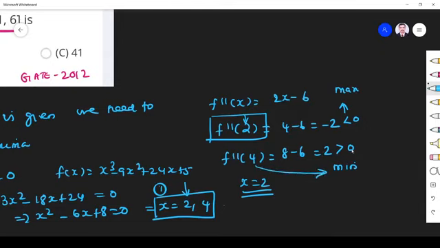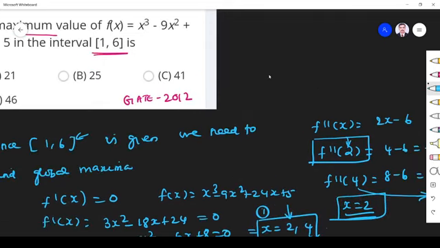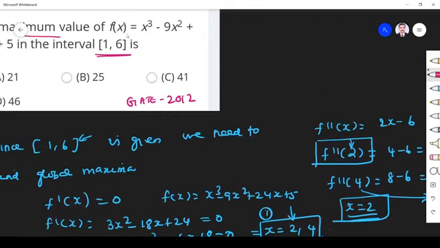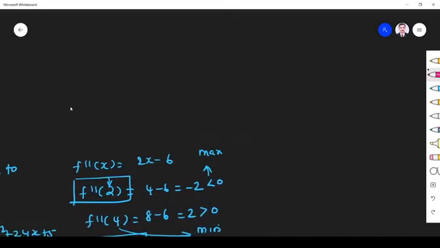If you want to know this procedure, please refer to my video on maxima and minima. So I ignore x is equal to 4. This is the one point I have to take into account. Next, what are the other points I have to take into account? This 1 and the 6. So these three are critical points.